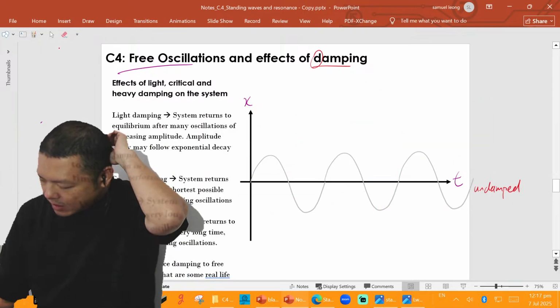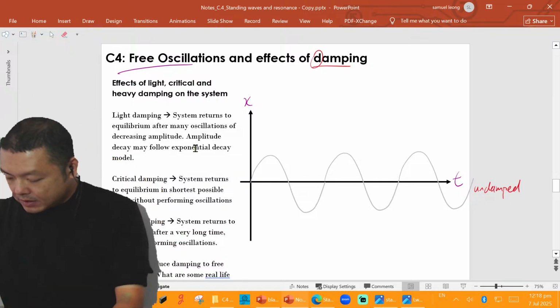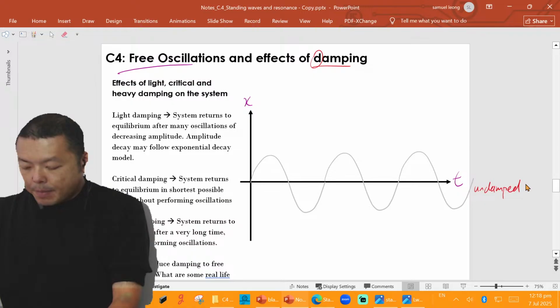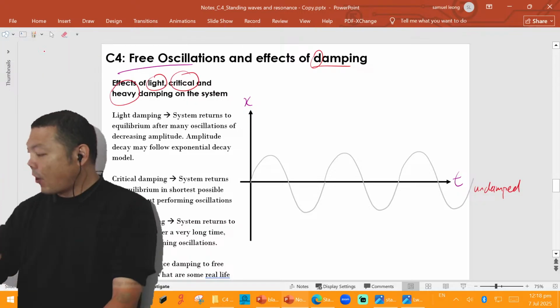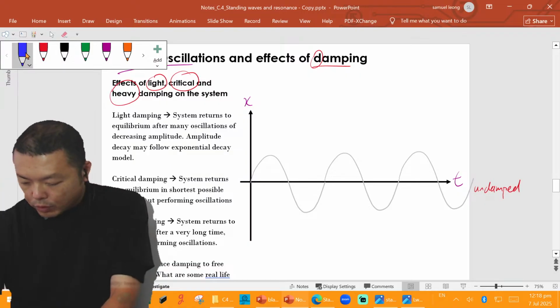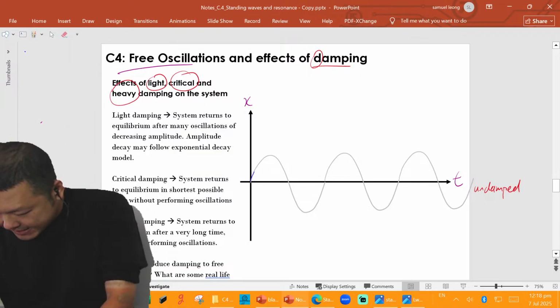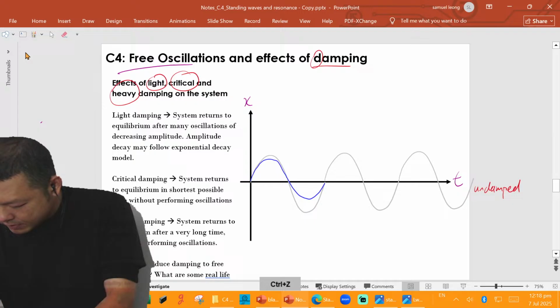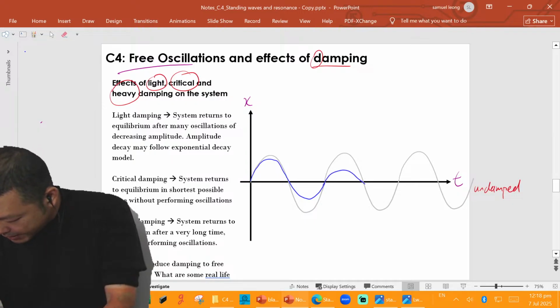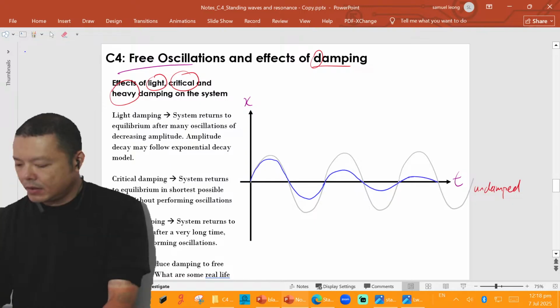All right. What happens if you have damping? For free oscillations, there's only three types of damping that you want to consider: light, critical, and heavy. Let's draw light damping. So light damping will look like this. You still follow the same curve, but with every turn, you decrease the amplitude. You decrease the amplitude, but you follow the same period.